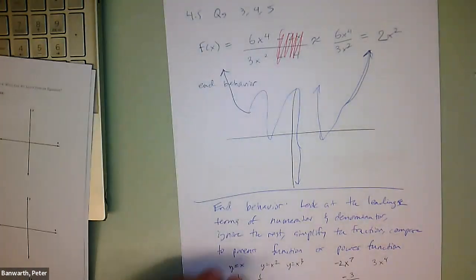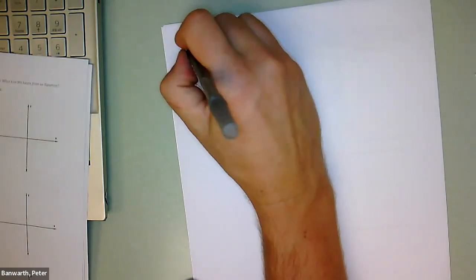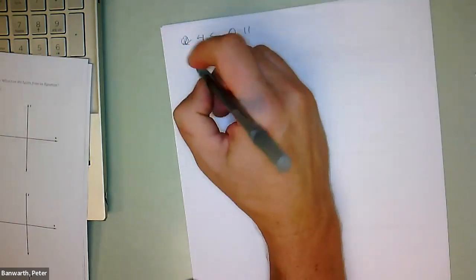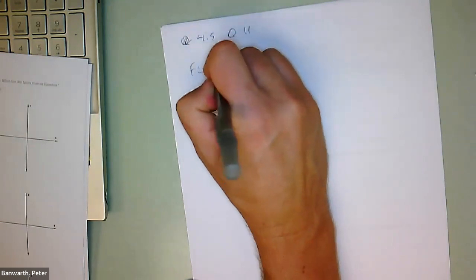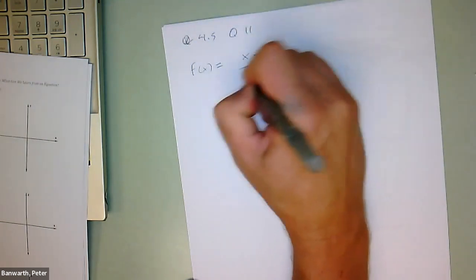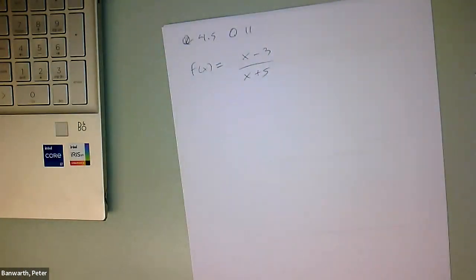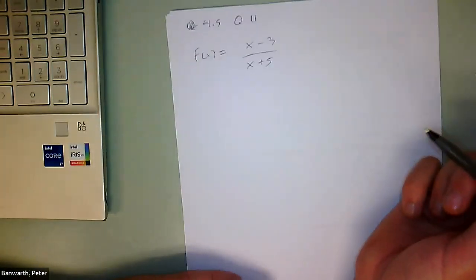So let's put it all together. I'm going to jump ahead to question 11, because we covered a lot of the concepts that get us up to question 11. And let's look at some kind of rational function. We'll make it simple like they do in the workbook. X minus 3 over x plus 5.